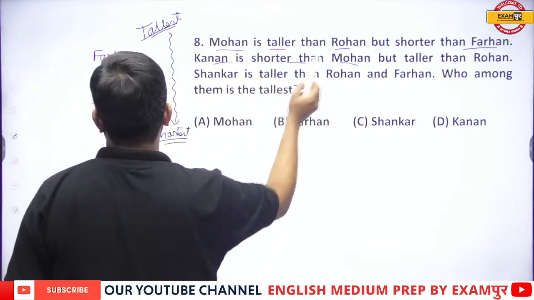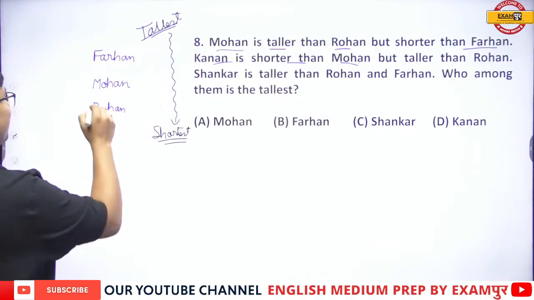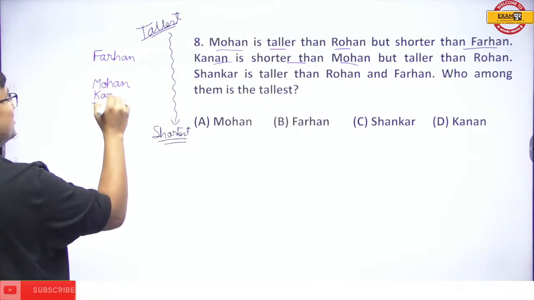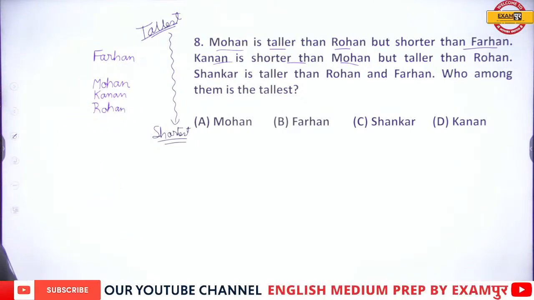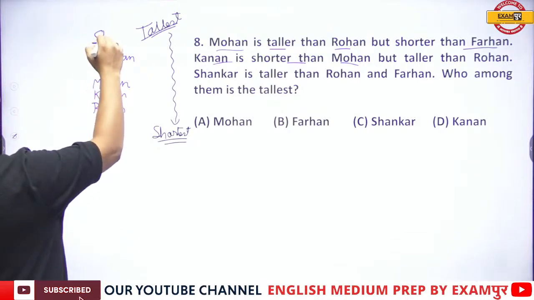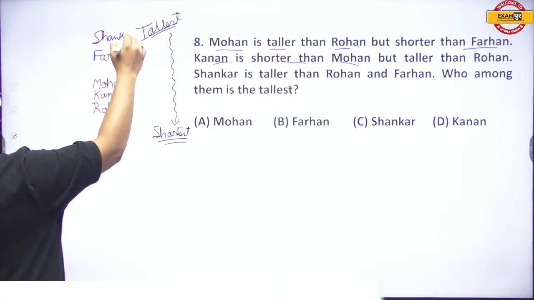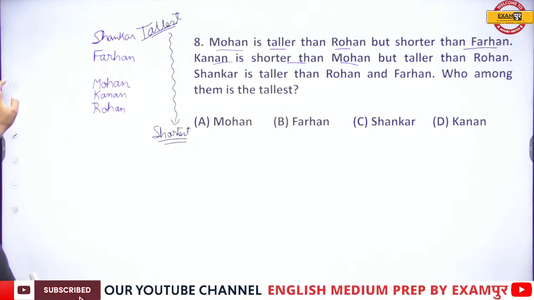Now Kanan is shorter than Mohan but taller than Rohan. Shankar is taller than Rohan and Farhan. Okay. Shankar is taller than Rohan and Farhan. Who among them is the tallest?